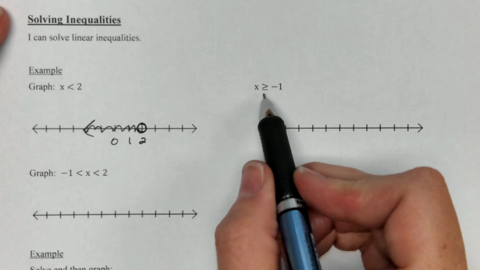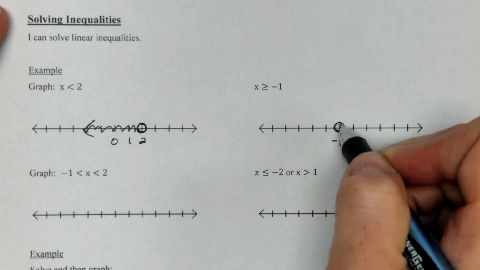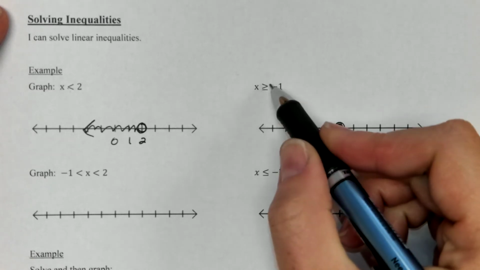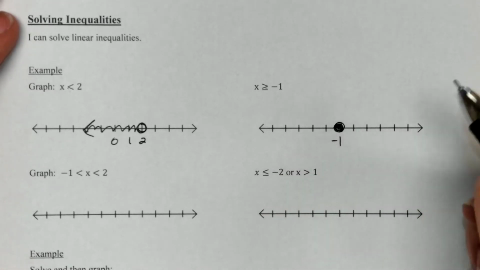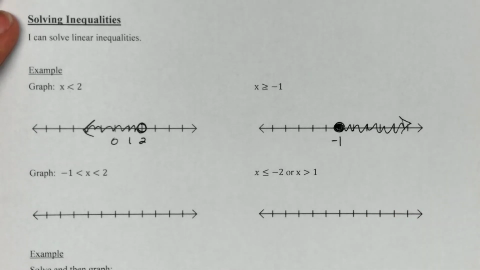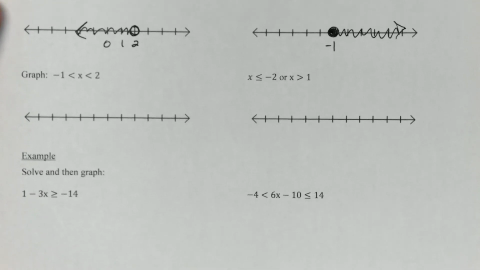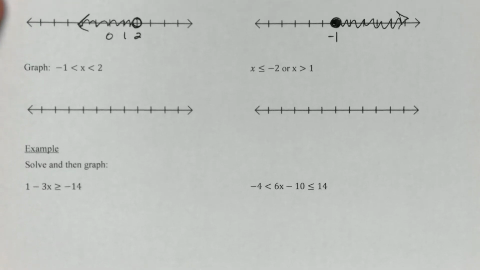Next one says x is greater than or equal to -1. I'll just throw a -1 on there. This time the circle is going to get filled in because we are greater than or equal to, and that equal to means we're going to fill in circles, and then greater than things would be on this side of -1. Hopefully this is just a really easy review.